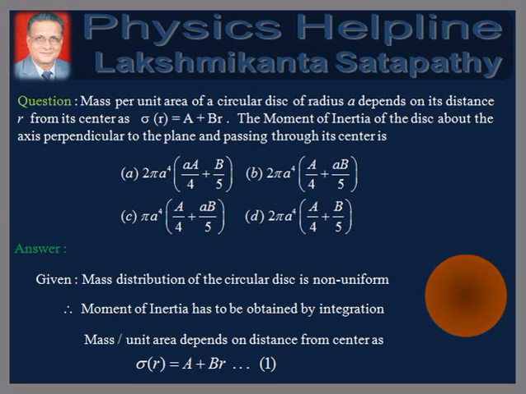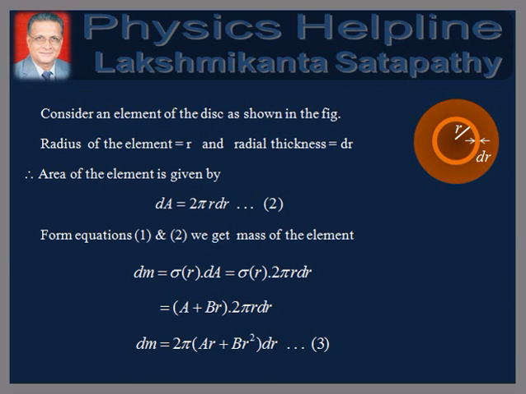Now, mass per unit area of the disk depends on its distance from the center as sigma(r) is equal to A plus Br. Consider an element of the disk as shown in the figure. Let its radius be r and radial thickness be dr. Therefore, area of the element is given by dA is equal to 2 pi r into dr.